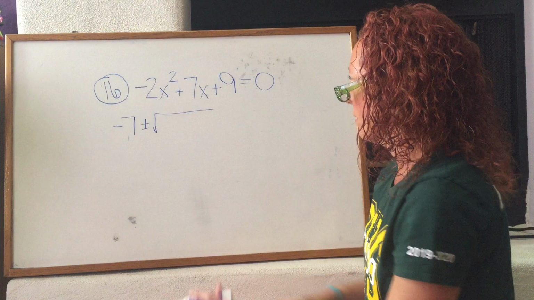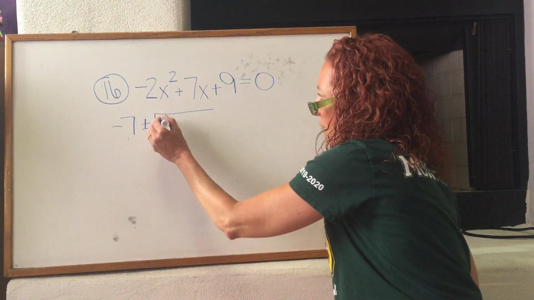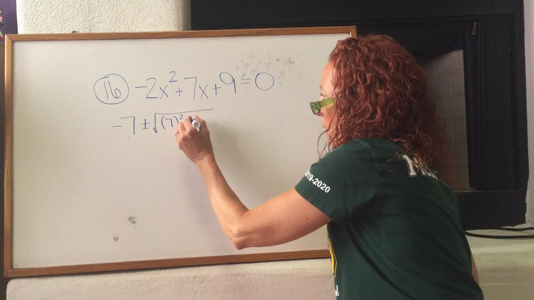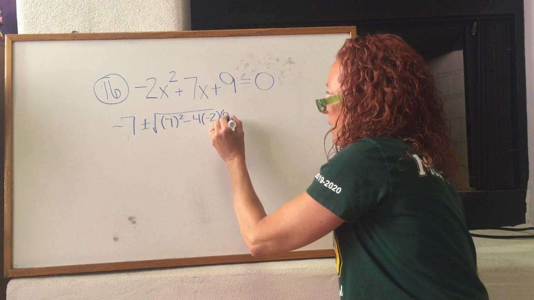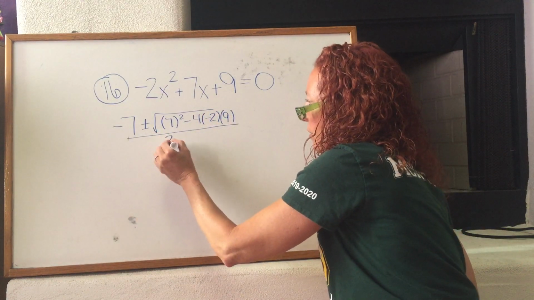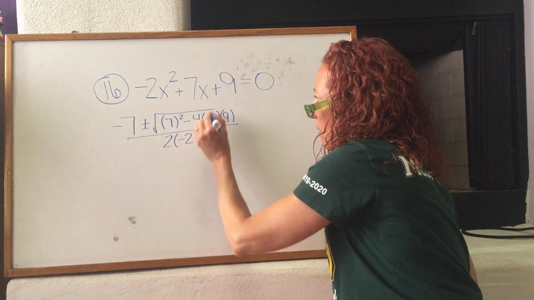So negative b plus or minus the square root of b squared minus 4 times a, notice a is negative, times c, all over 2a.